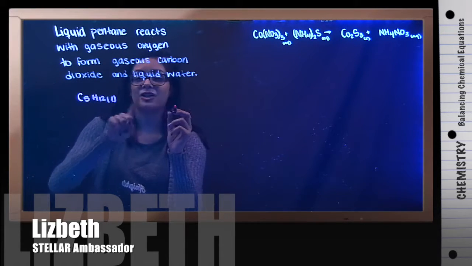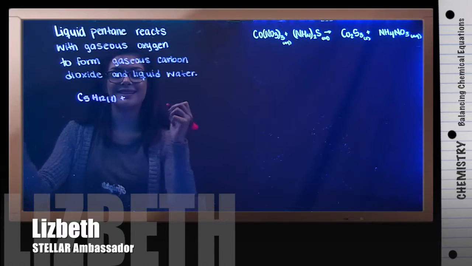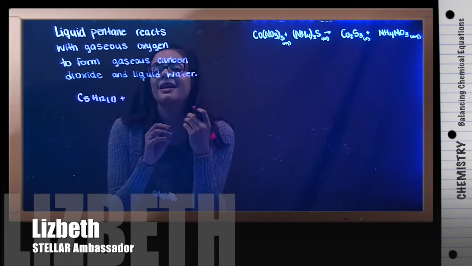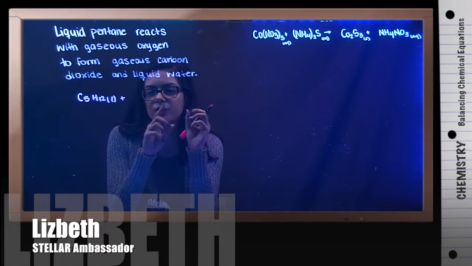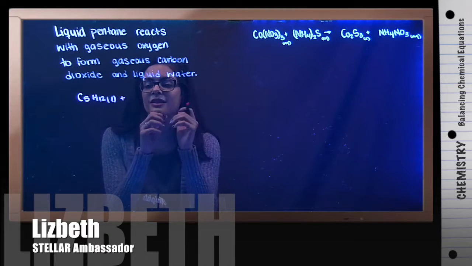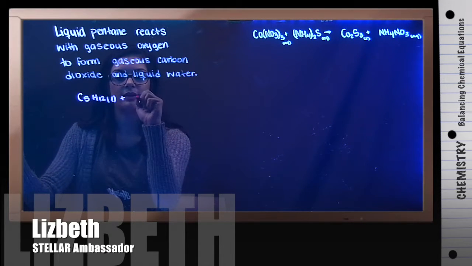And it reacts with gaseous oxygen. So oxygen, when it's a gas in its natural state, is not just O, it's going to be O2. So that's thinking about your diatomic molecule. So remember to keep those in mind.